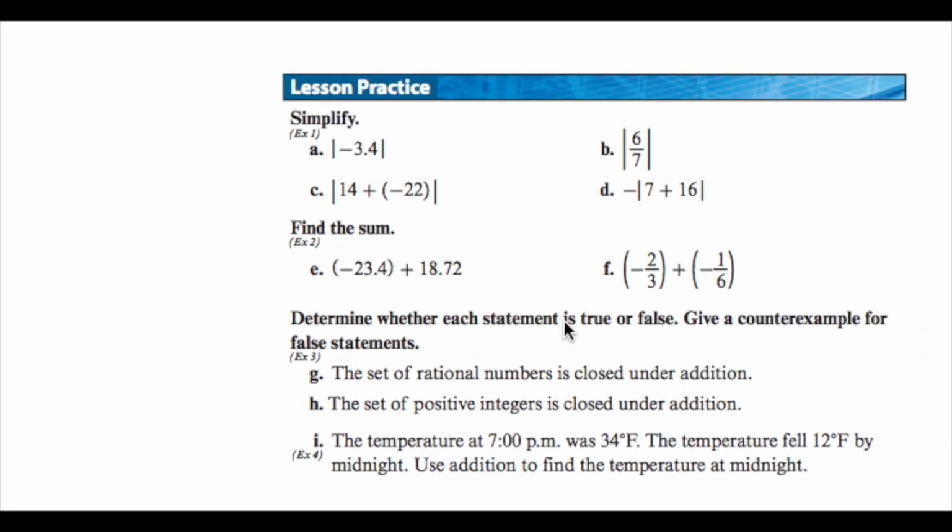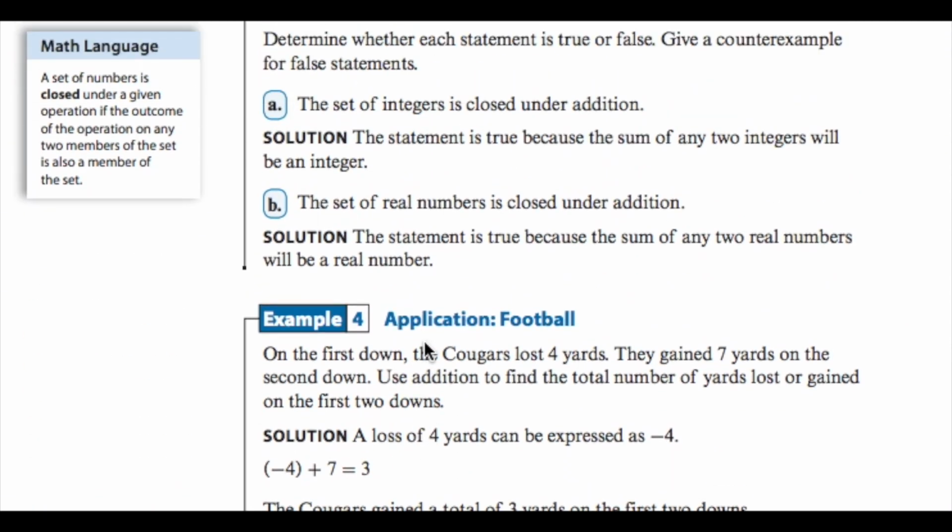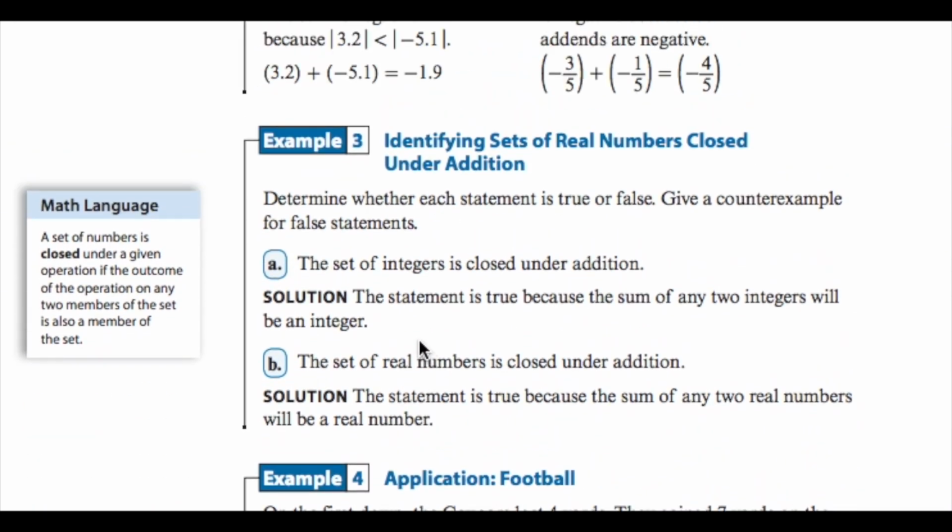Our practice problems for letters G, H, and I ask us to determine whether each statement is true or false. Give a counterexample for the false statements. Now, this is coming from example 3, so if I scroll back up and take a look at example 3 just for a quick review, it asks us to identify sets of real numbers closed under addition. Remember from the previous lesson, a set of numbers is closed if the same numbers that are in the beginning of the problem become the solution at the end of the problem.